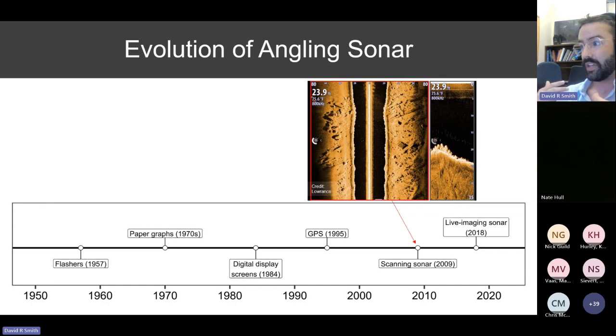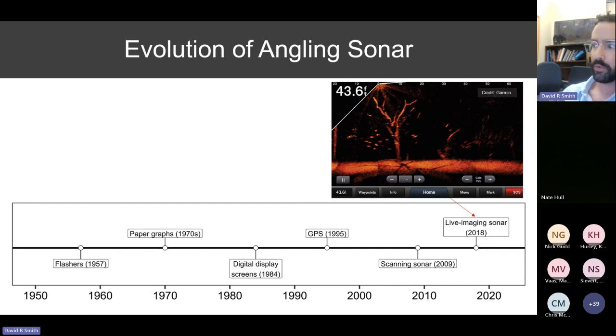With this, anglers could get extremely accurate views of what underwater environments look like at a level that wasn't available with previous iterations of angling sonar. And that leads us to the most recent innovations with live imaging sonar. You're probably familiar with Garmin LiveScope, which was effectively introduced to the market in 2018. Now there are several other competitors on the market, including Active Target.